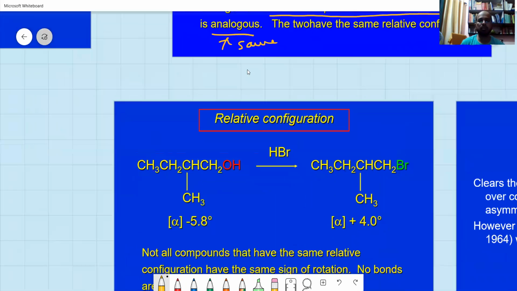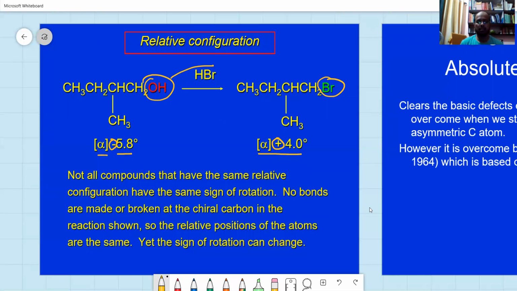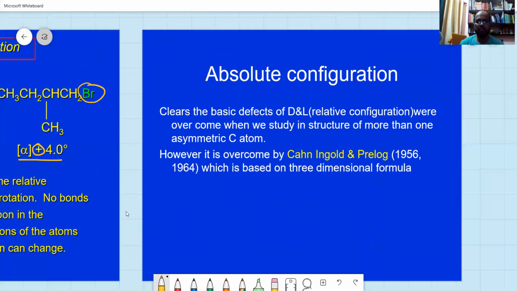Again, you are having another example there. So this is a very ambiguous case. That is what is mentioned. We have CH3, CH2, CH, OH, CH3 with the alpha rotation of minus 5.8. You just substitute this OH by Br and you get Br there. The alpha is rotated in the opposite direction. Here you have a minus sign and there you have a plus sign. Not all compounds that have the same relative configuration have the same sign of rotation. No bonds are made or broken at the chiral centers, but sometimes there is a difference in this.